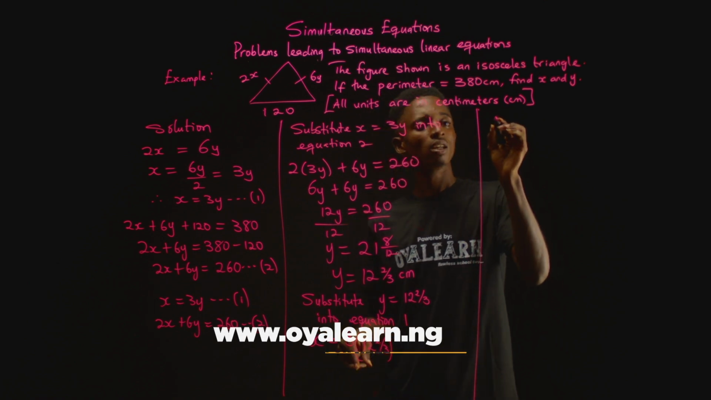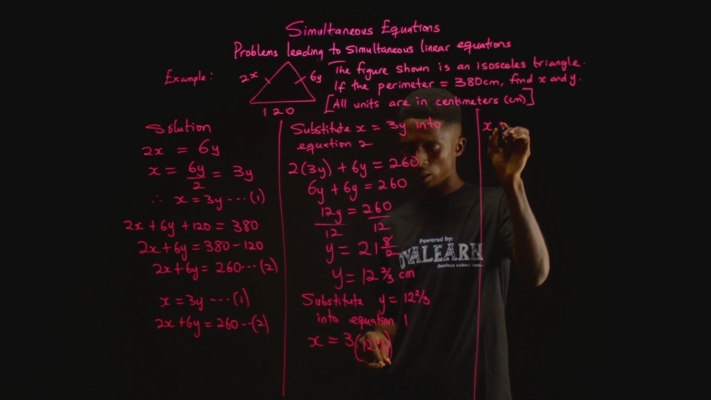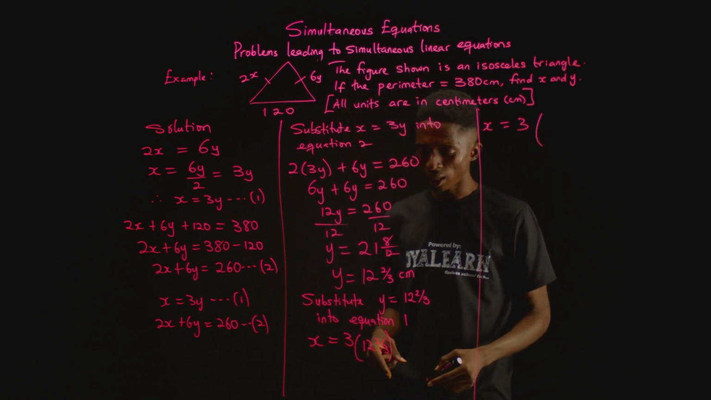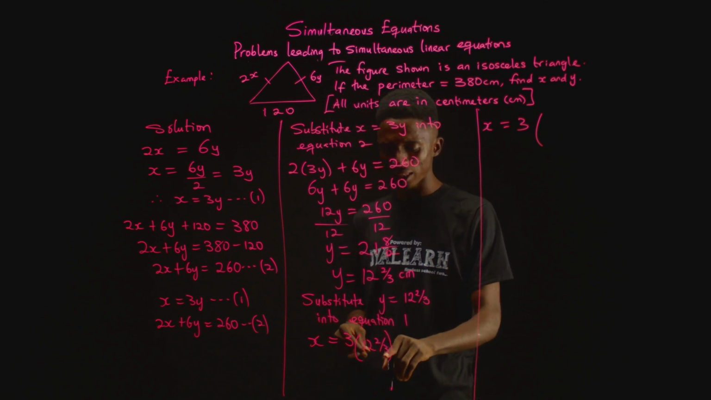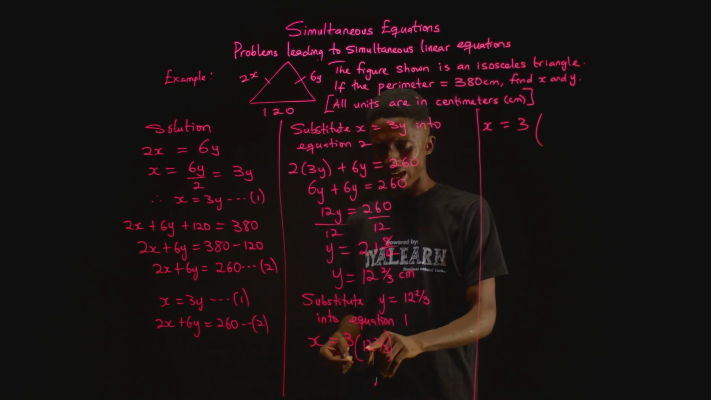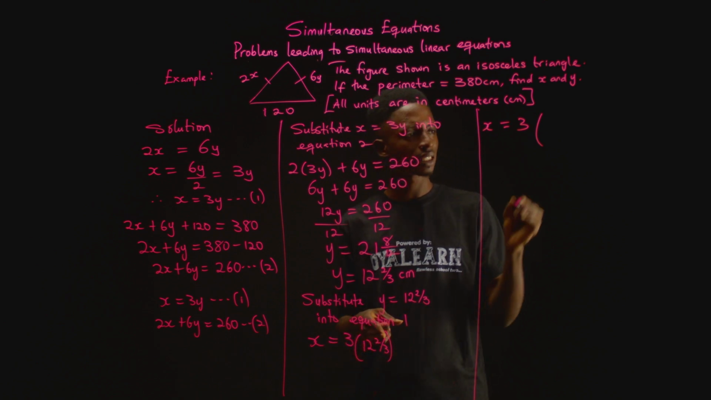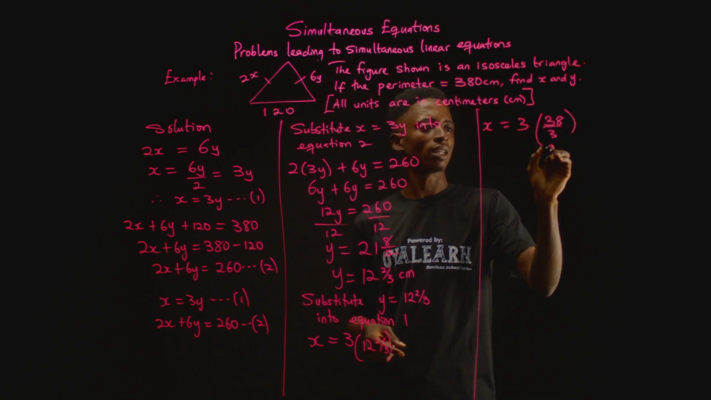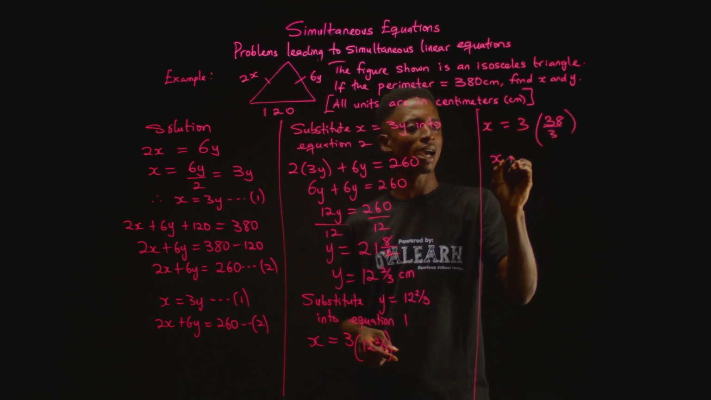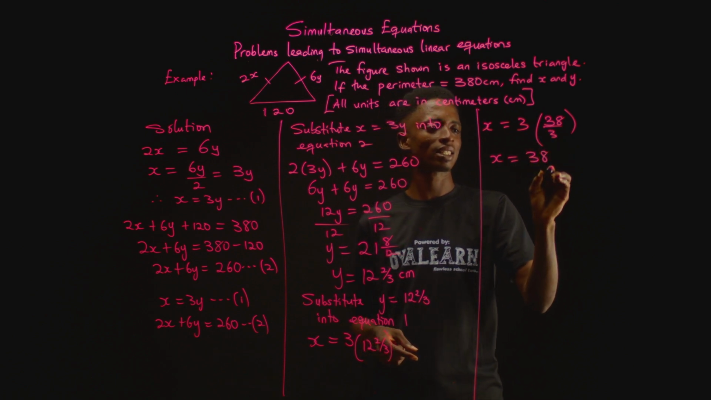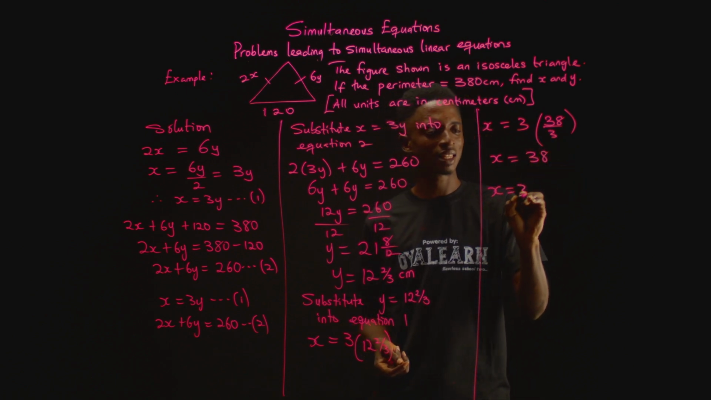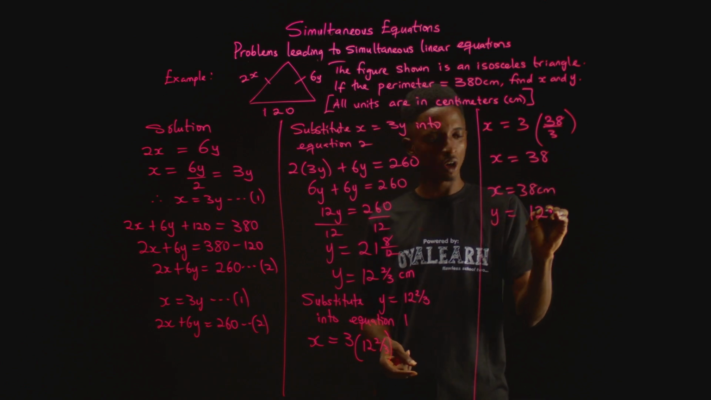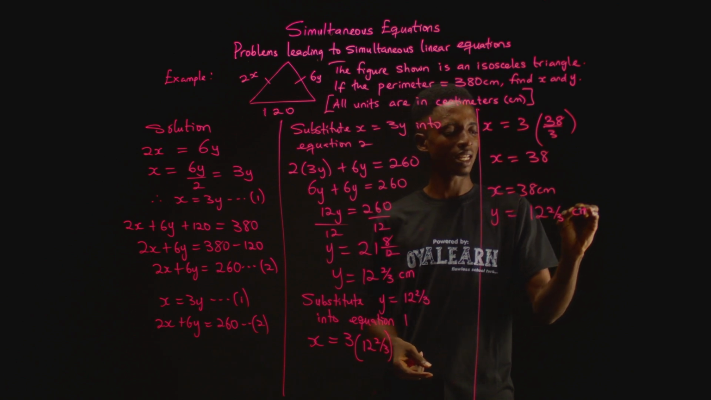Now let's check that. So our x therefore becomes 3 multiplied by, bringing this back to the improper fraction, we have 3 multiplied by 12, which is 36. And 36 plus 2 would give us 38. So 38 over 3. Now 3 cancels 3. So our x becomes 38. So therefore, x is 38 centimeters. And then y is 12 whole number 2 over 3 centimeters.